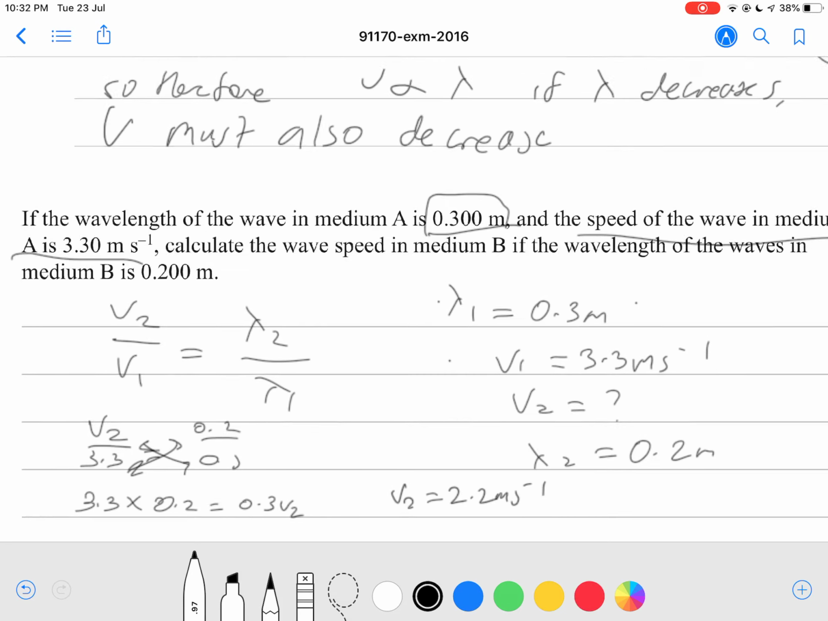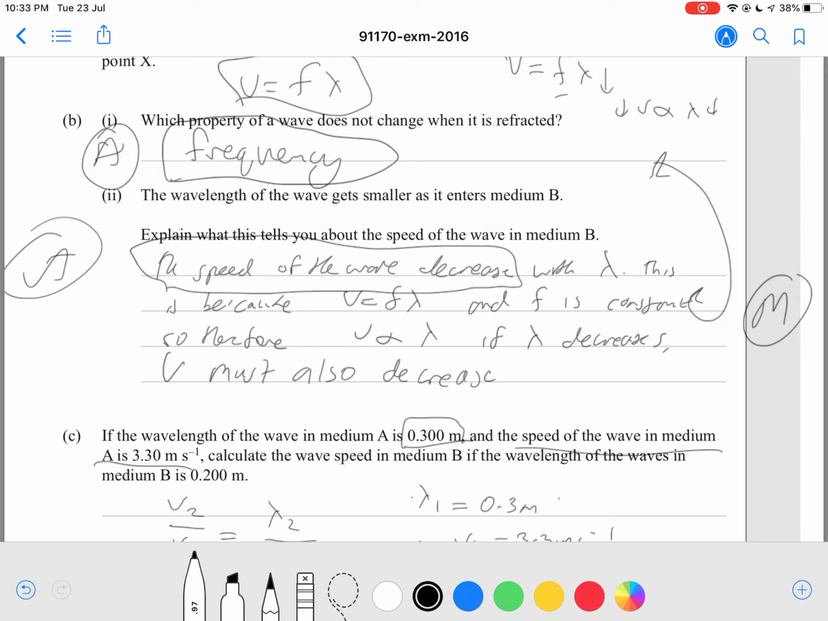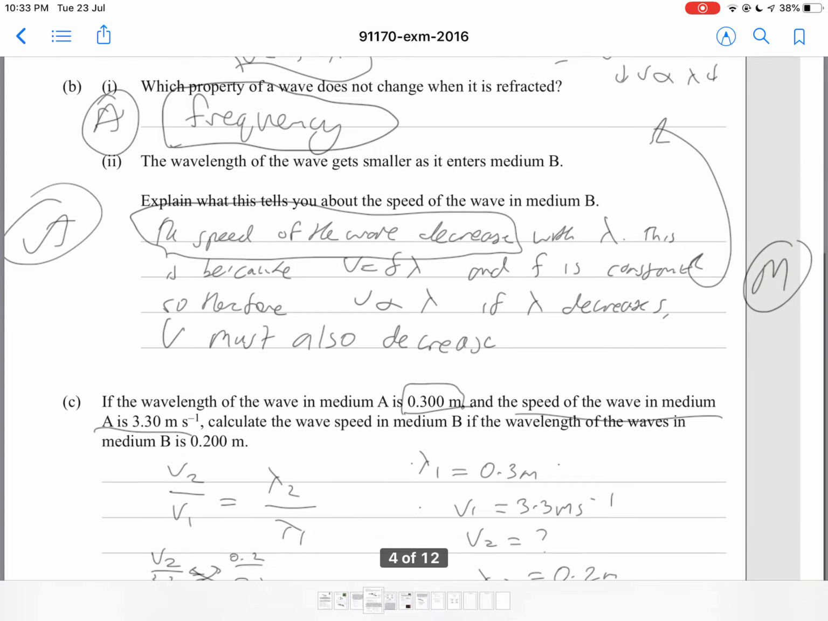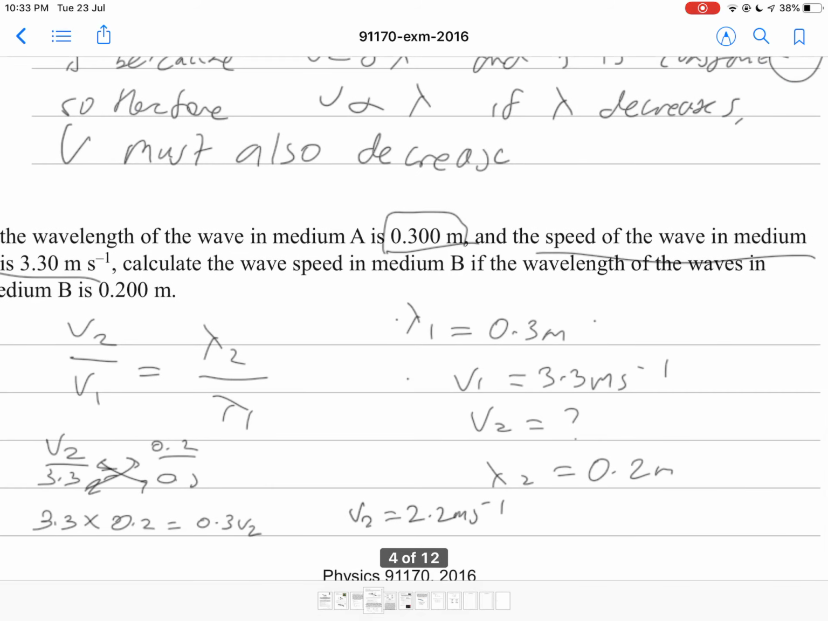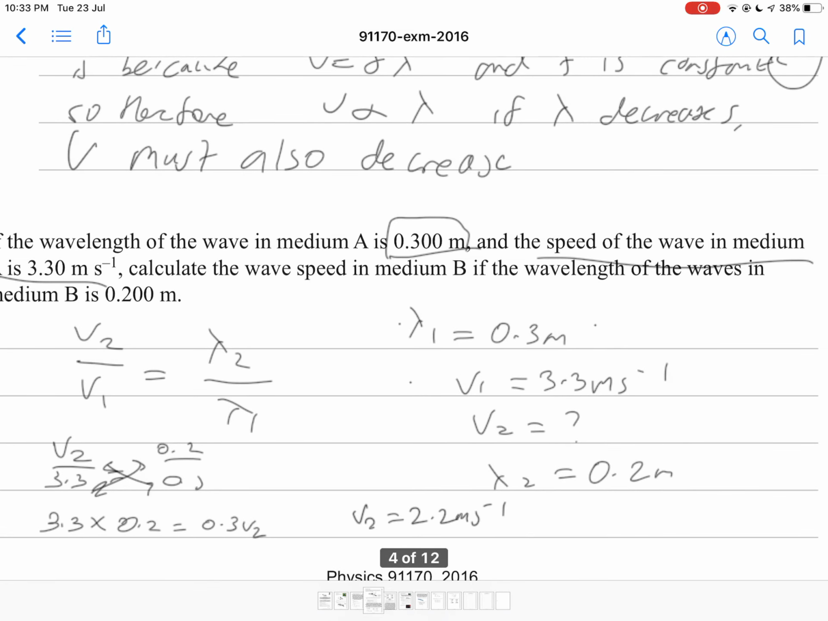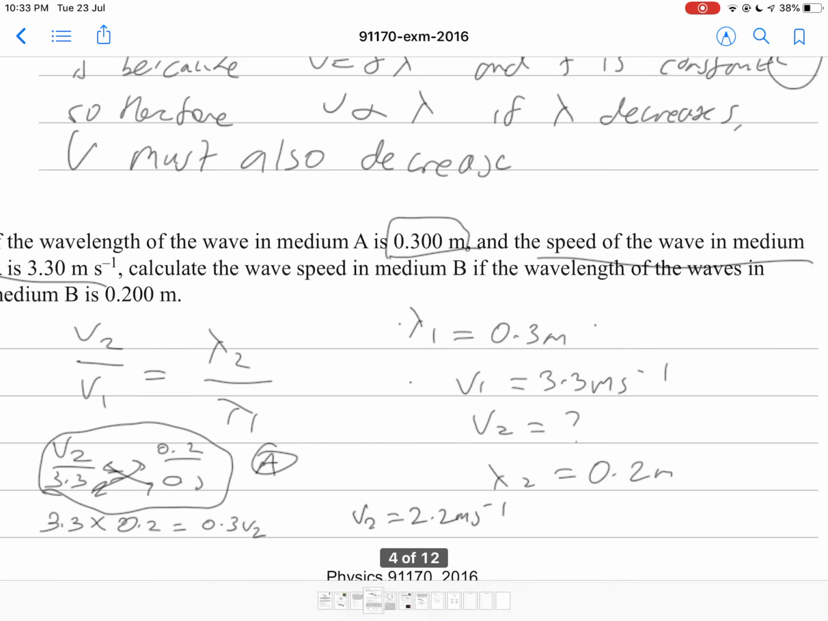So as you can see, our V2 worked out to be 2.2 meters per second. That is less than 3.3 meters per second. So therefore, we are on the right track. We can infer that. This question here was a merit question, okay? It's a merit question, and to get an achieved, you need the correct formula and substitution. So getting up to here will get you achieved. Alright, moving along.